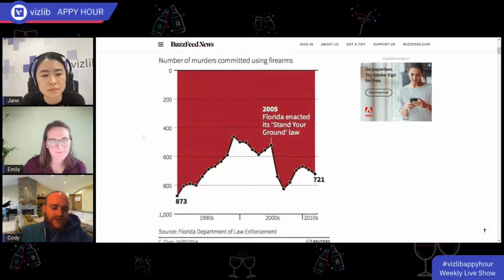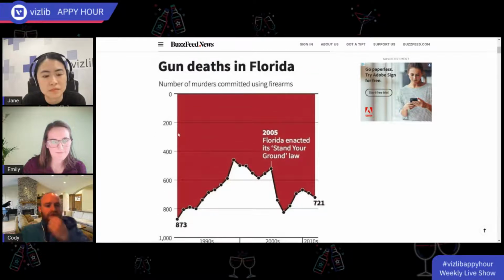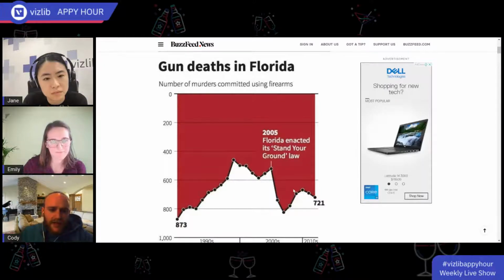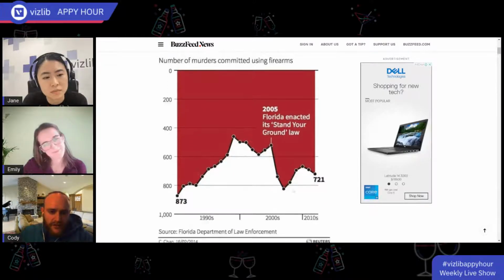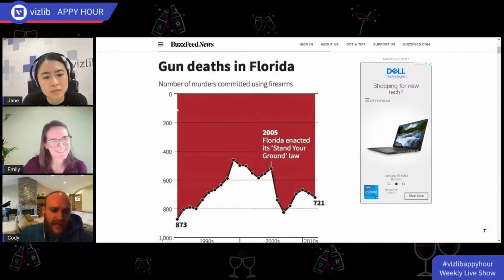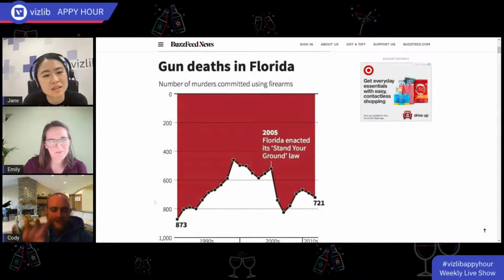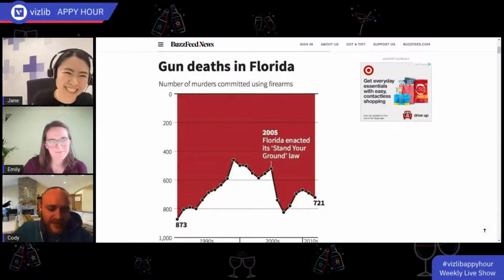But this one right here, I think is really good. This was gun deaths in Florida, the number of murders committed using firearms. Looking at this chart, you see that numbers are going up and then going down again. But when you look further, the scale is actually inverted. So 0 is not at the bottom, 800 is at the bottom. I'll leave it to you guys before I show why I don't like it or how it's deceiving.